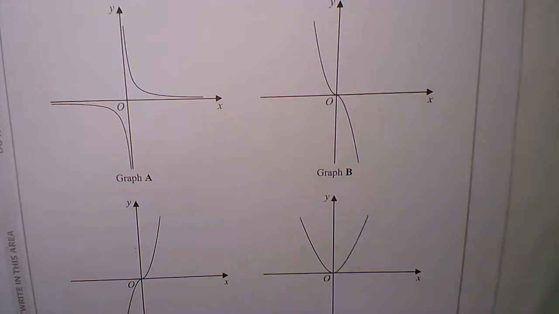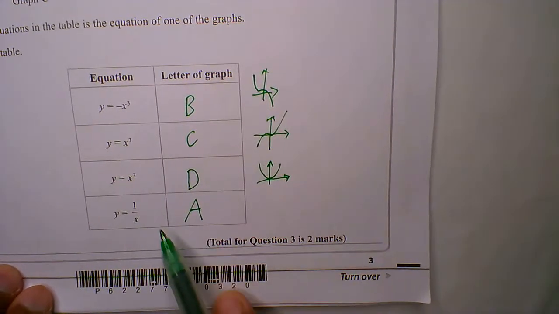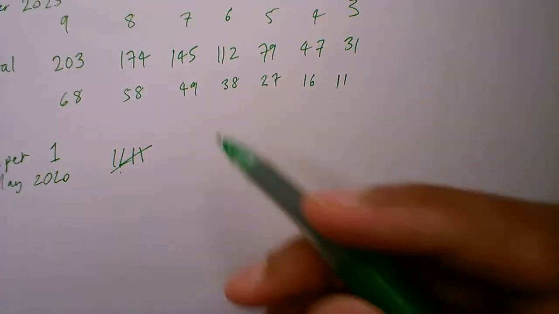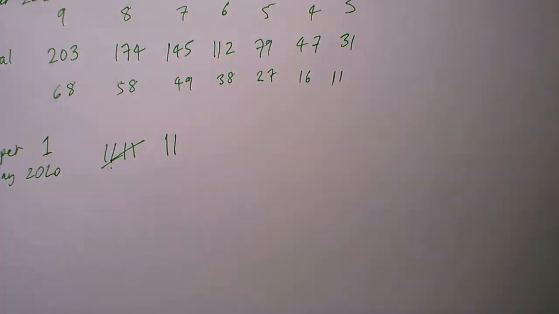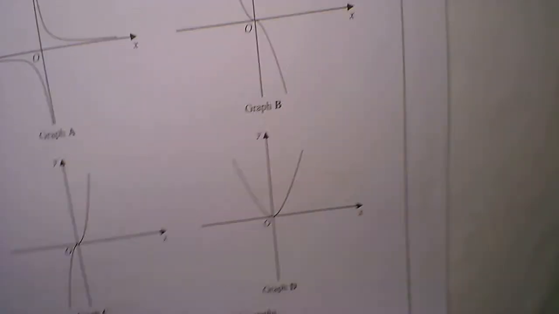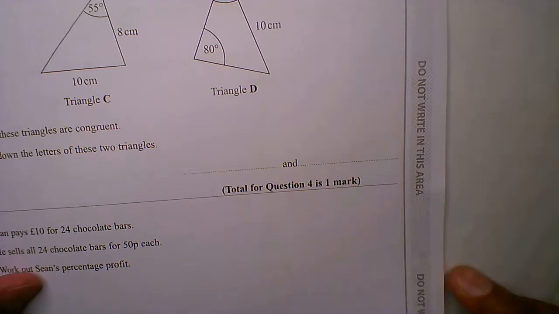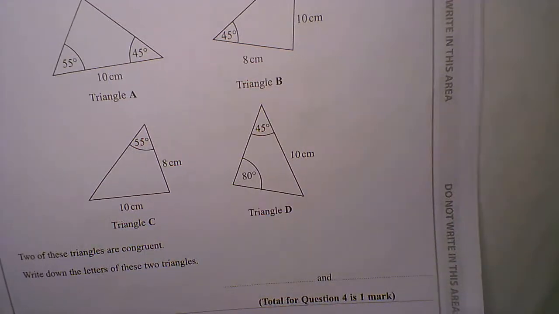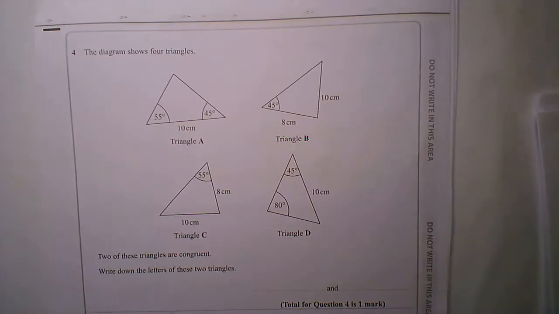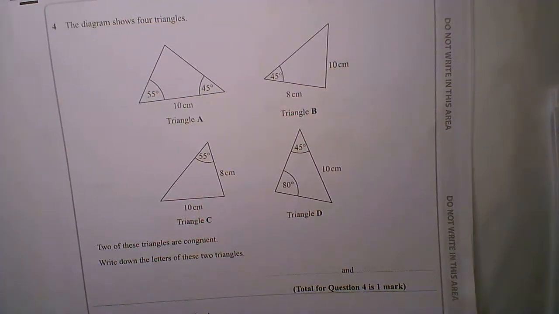Y equals 1 over x. So something like that, y equals 1 over x. So that's a nice 2 marks that I've banked. Let's add that to the tally. And let's carry on to the next question, question 4. Okay, there's question 4. I'll give you a few seconds to have a go at question 4.